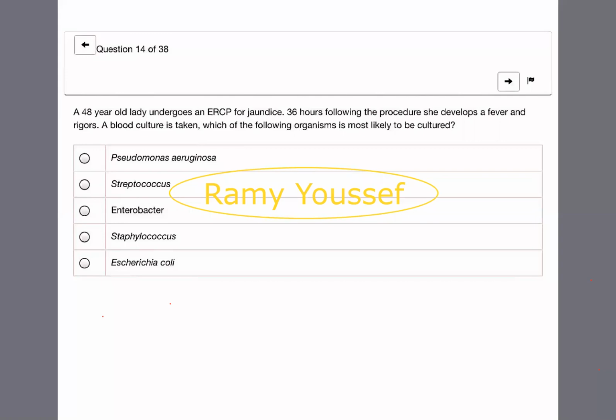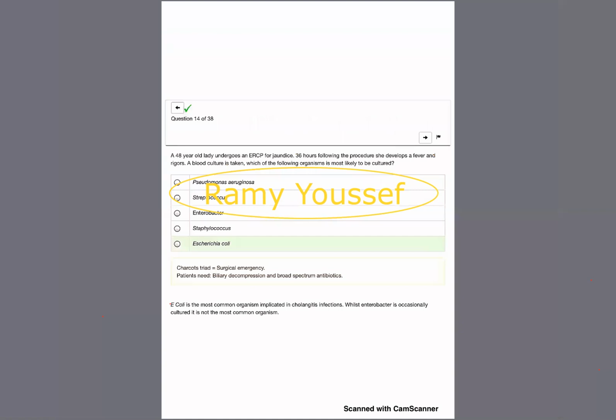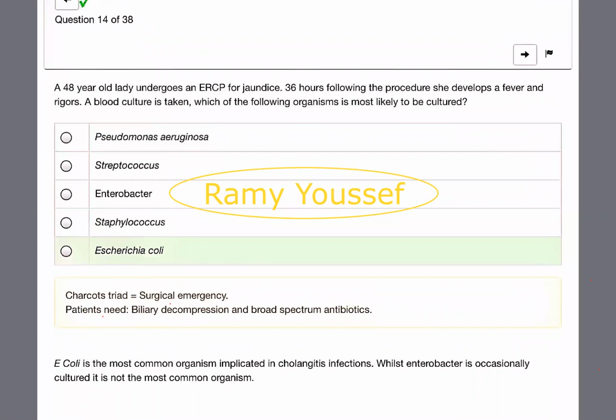Ascending cholangitis. Yes, this is ascending cholangitis with Charcot's triad: pain, fever, jaundice, and rigors. I think E. coli, or Staphylococcus? Staphylococcus? No. Inside the GIT and the biliary tract? No, E. coli. E. coli, excellent. So this is a transmitted infection from the GIT into the biliary tract, a flaring of infection inside the biliary tree from the ERCP, causing ascending cholangitis.